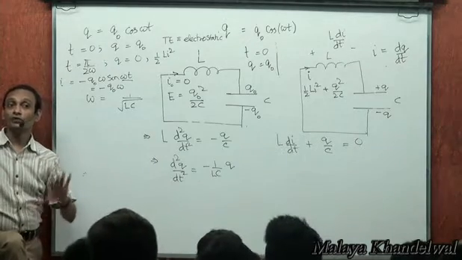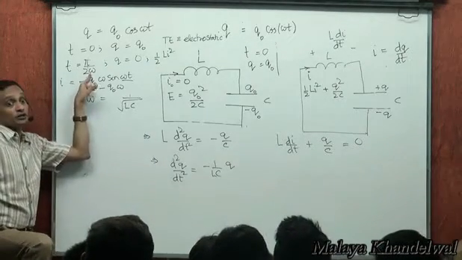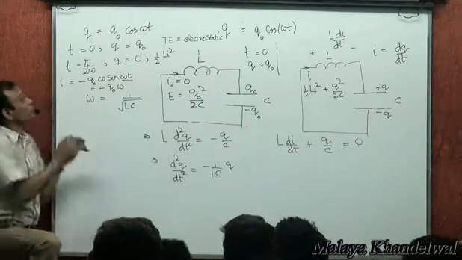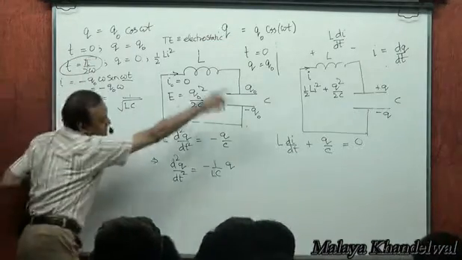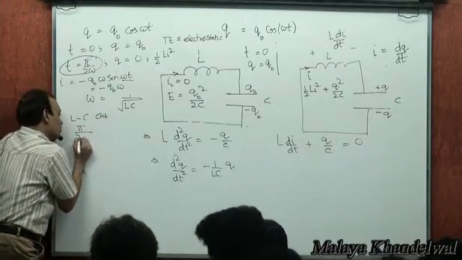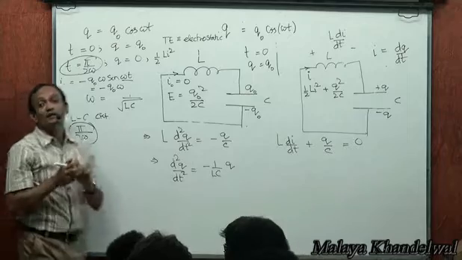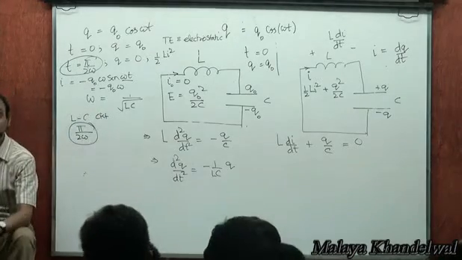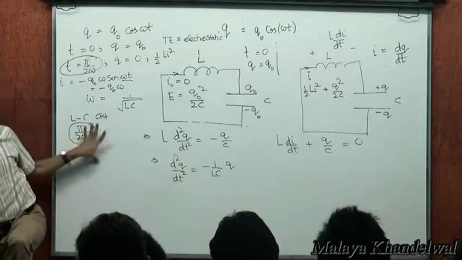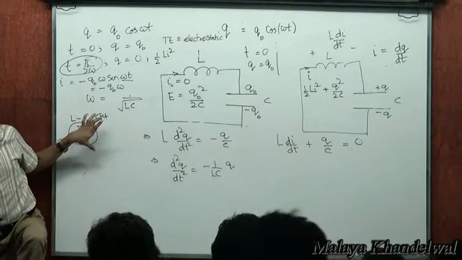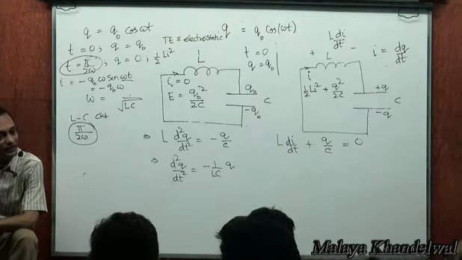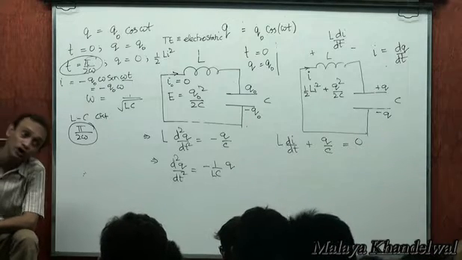In fact, again pi by 2 omega seconds later, it will get converted into purely electrostatic. That means this is an important number for an LC circuit. In a time equal to pi by 2 omega, the energy gets converted from purely electrostatic to purely magnetic, or vice versa. This is an important number for the LC circuit, pi by 2 omega, right? In this time, the energy gets completely converted from electrostatic to magnetic, or vice versa.